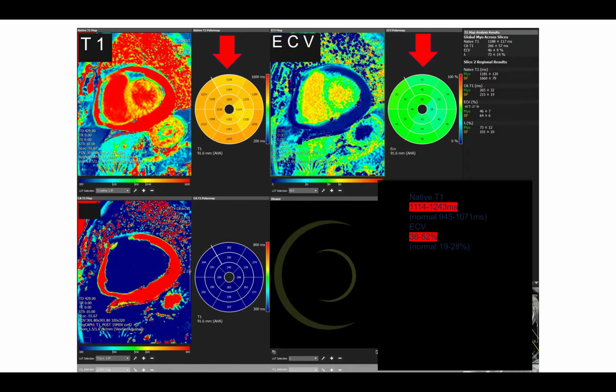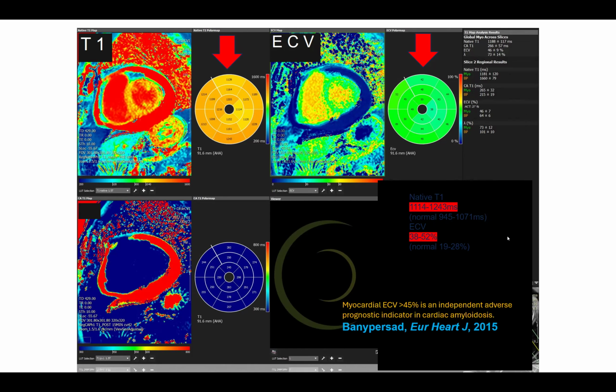Now, if we go to the T1 maps, we can see that there's diffuse abnormality across the bullseye plot from base to apex, with T1 values of 1100 to 1240, and our upper limits are only 1071, so grossly abnormal diffusely throughout the left ventricle. On our ECV maps, you can see that again the bullseye is extremely abnormal with ECVs ranging from 38 to up to 52, and our normals would be up to 28 only. So this is clearly cardiac amyloidosis, despite the essentially normal magnitude images.